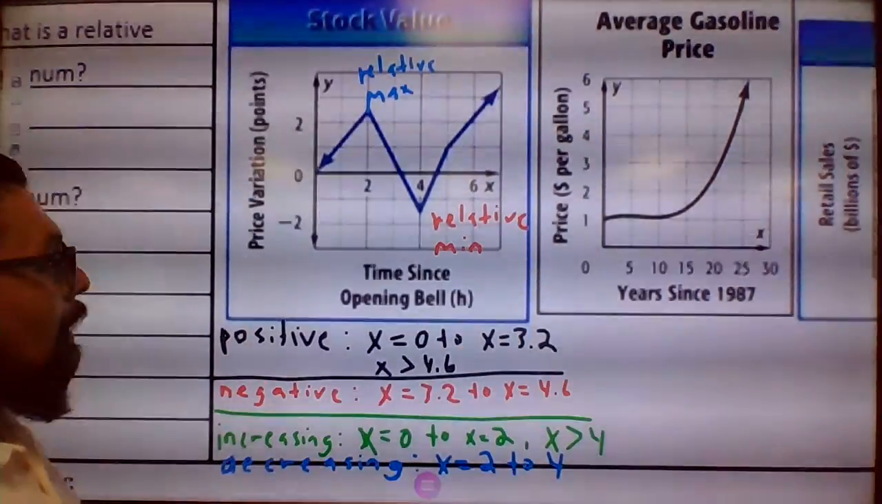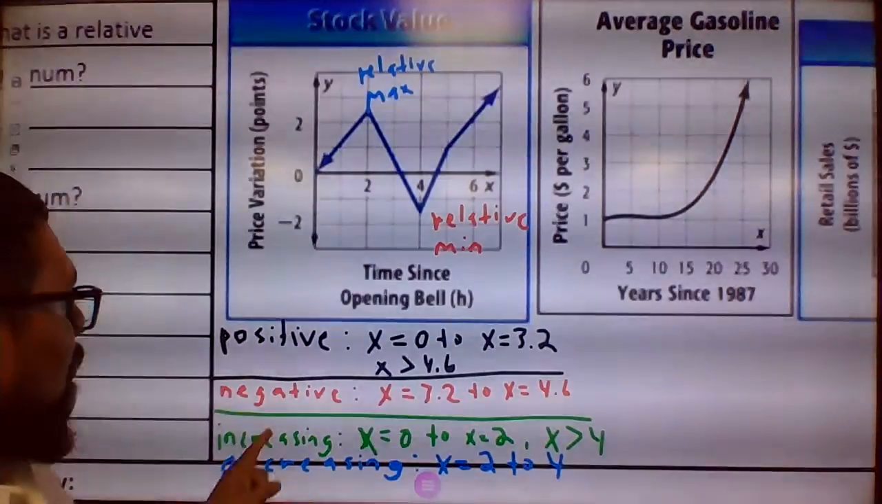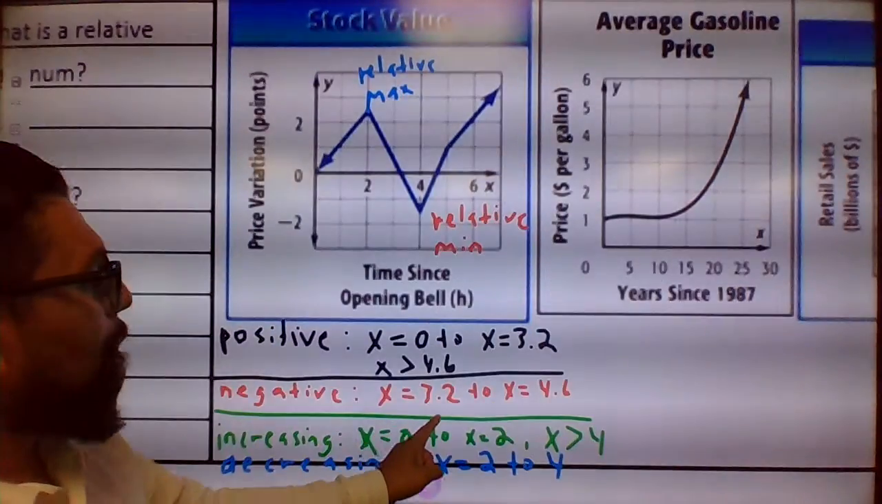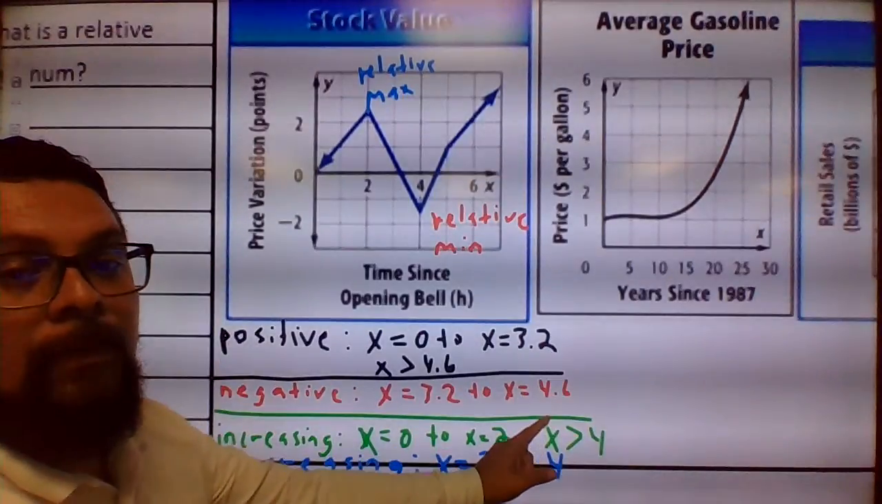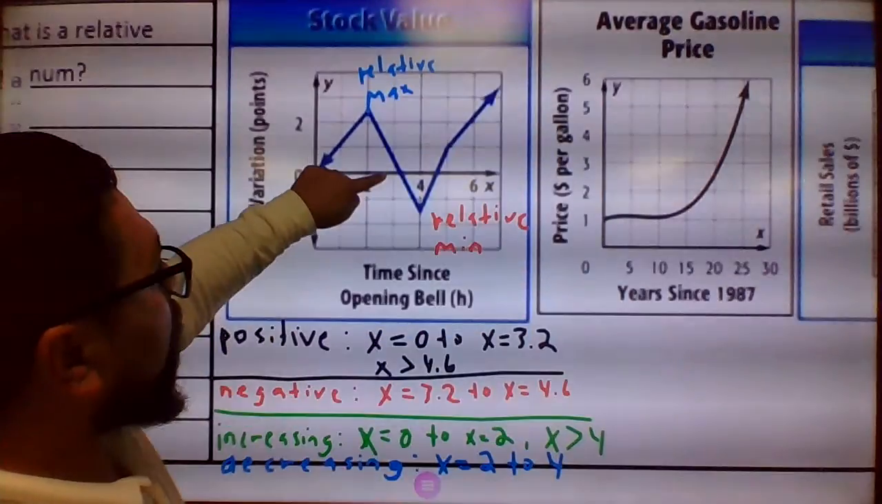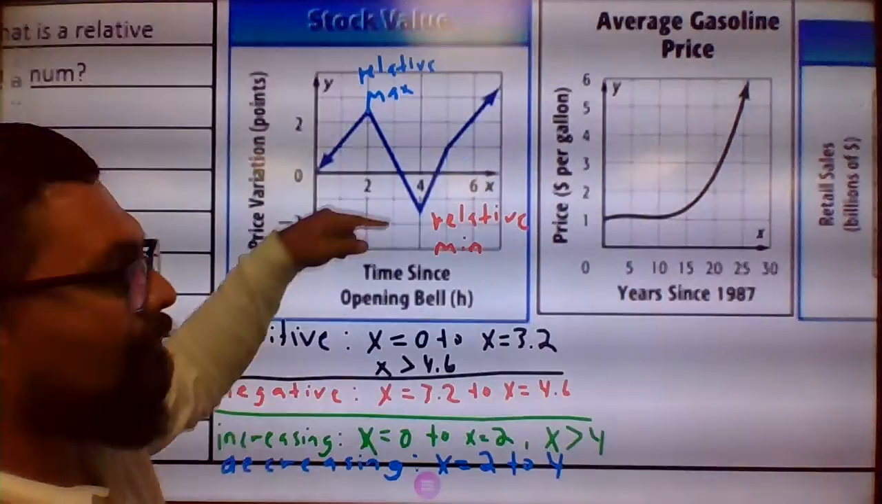Now let's look at the negative part. This is the negative part right here of the graph. So it's negative from x equals 3.2 to 4.6. This is about 3.2, this is about 4.6. That's when the graph is negative.